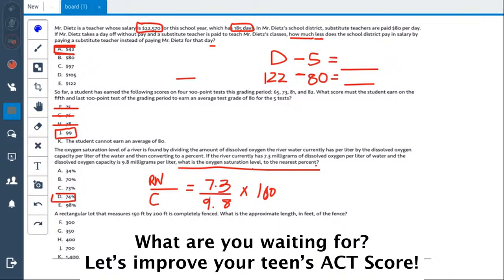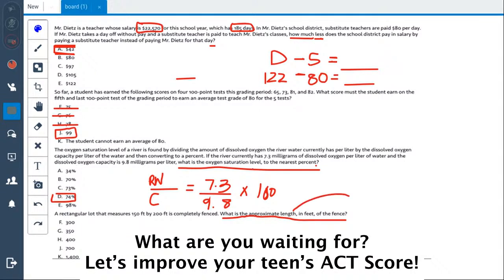One more question before we run out of time here. A rectangular lot that measures 150 feet by 200 feet is completely fenced. What is the approximate length in feet of the fence? Again, here's our question. We're focusing on what is the approximate length in feet of the fence.